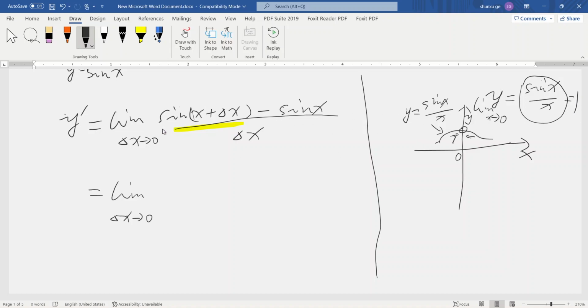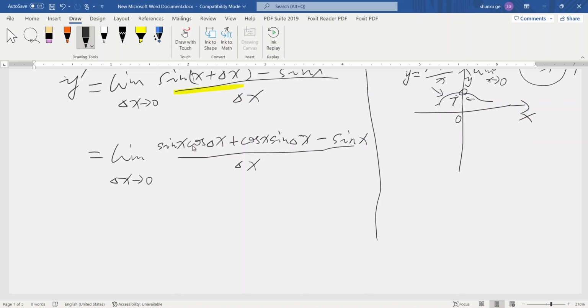Okay, now we solve today's problem. The limit as delta x approaches 0, so we open this: sin x cosine delta x plus cosine x sin delta x, minus sin x, over delta x.